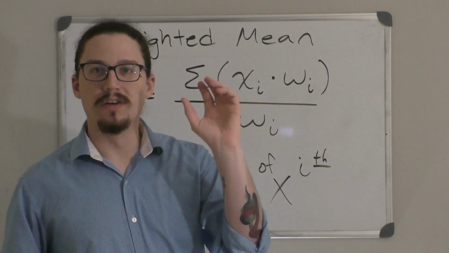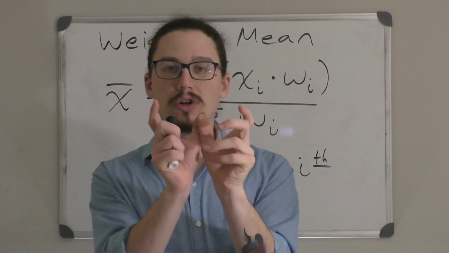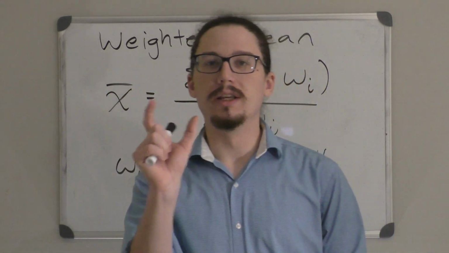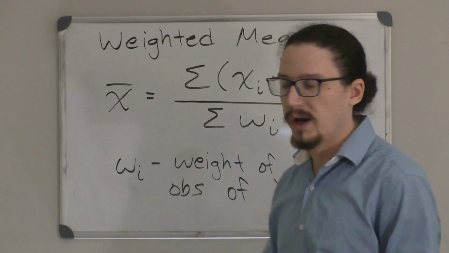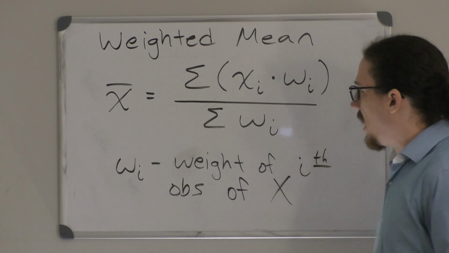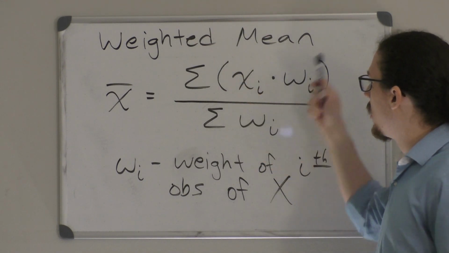So, wi is the weight of the ith observation of x. Each observation of x is going to have its own weight. So, there's x1, w1, those are paired together. w1 is the weight of the first observation of x, so the weight of x1.